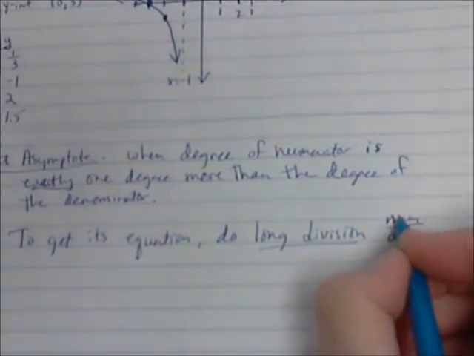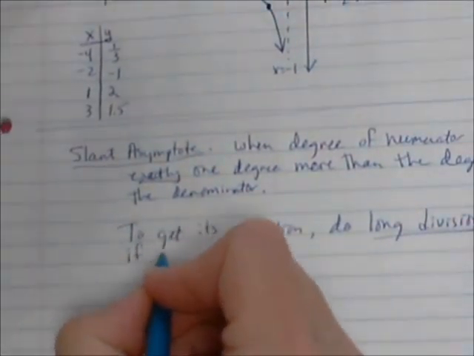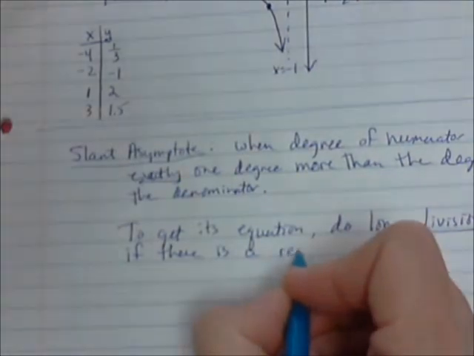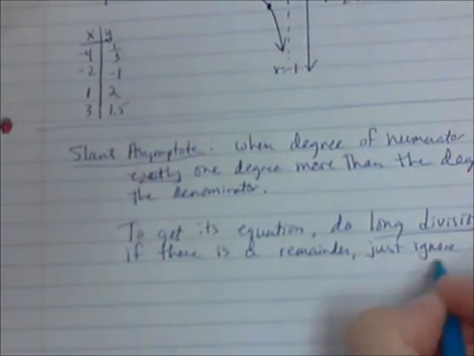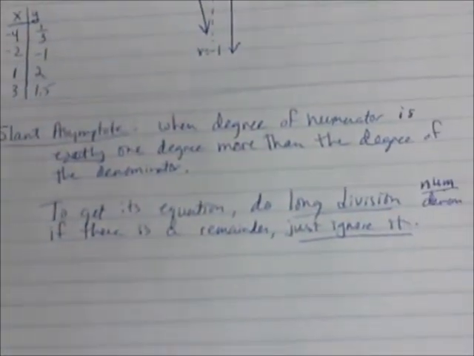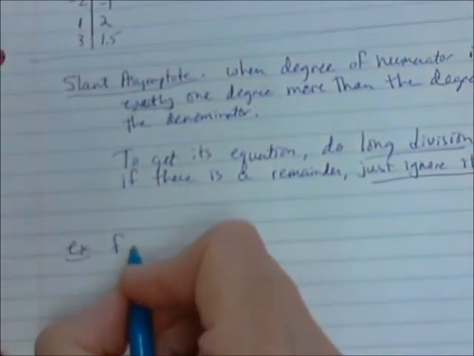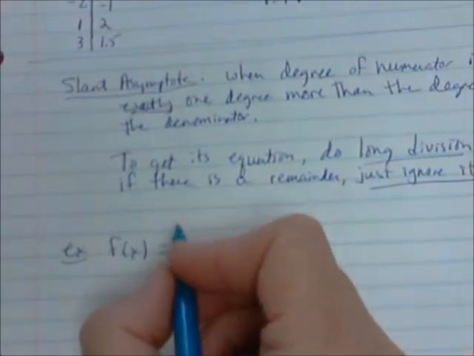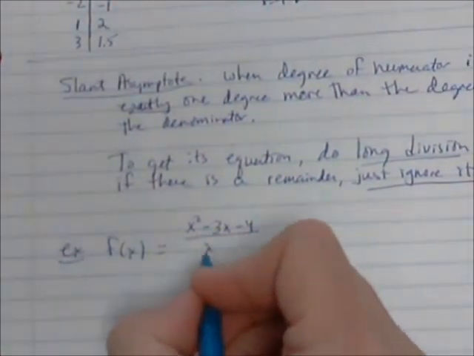and then once you're done with the long division, if there's any remainder left, you ignore it. Pretend it's not there. That's how you get a slant asymptote. And let's do an example of a rational function that has a slant asymptote. Let's do f of x is equal to x squared minus 3x minus 4 over x plus 2.